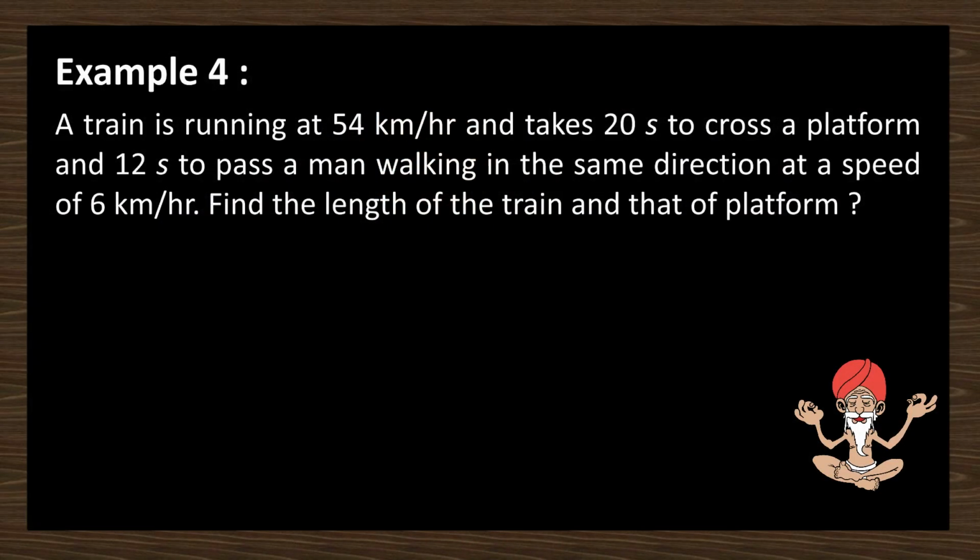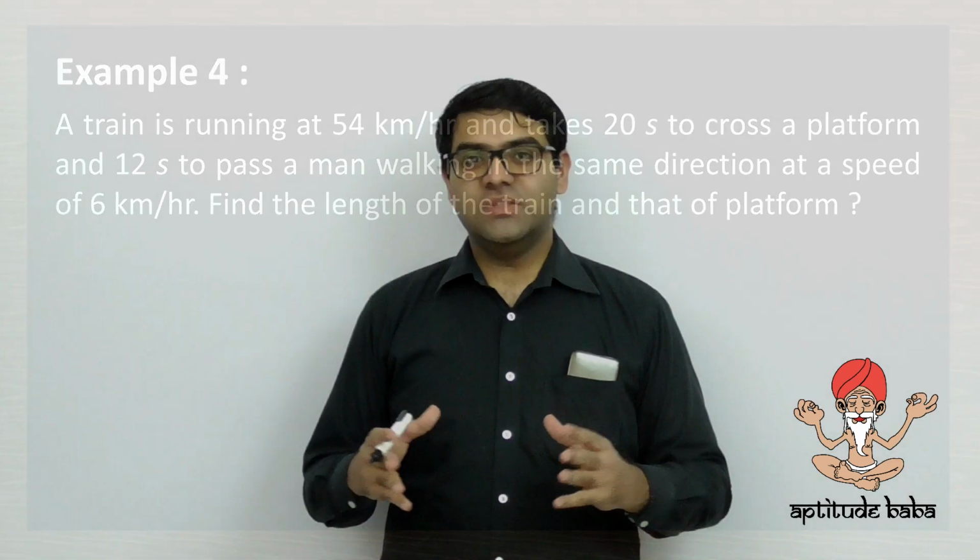A train is running at 54 kilometers per hour and takes 20 seconds to cross a platform and 12 seconds to pass a man walking in the same direction at a speed of 6 kilometers per hour. Find the length of the train and that of the platform. In this question, we have a train which is crossing a platform as well as a moving point object. Now, we do not have the length of the train nor the length of the platform.